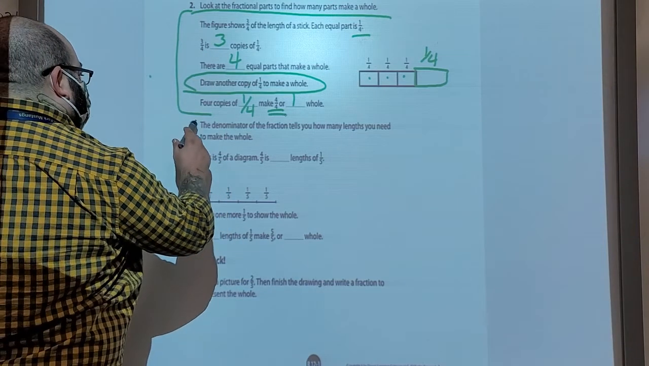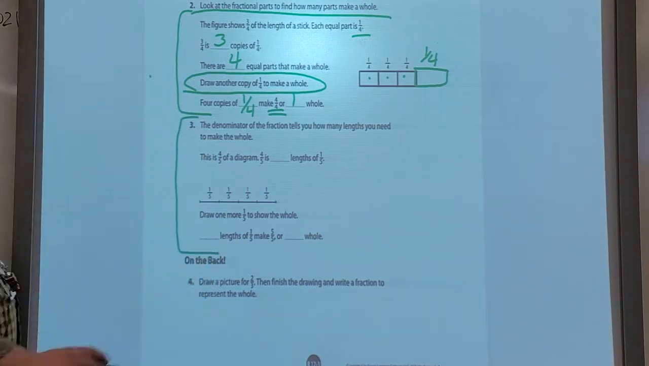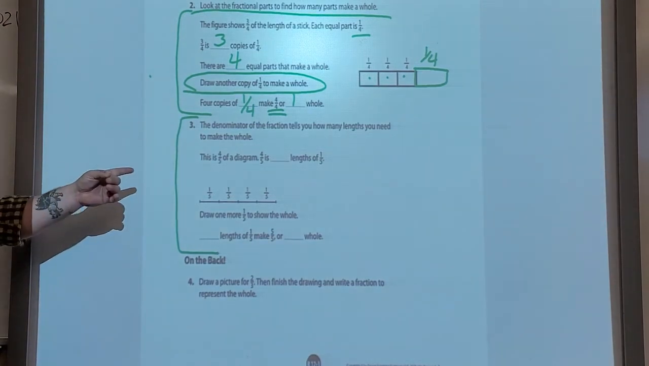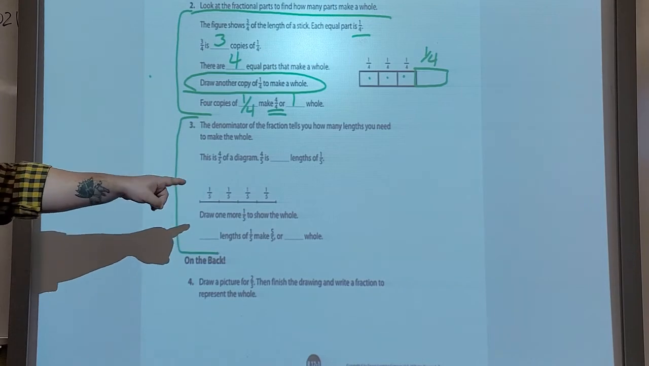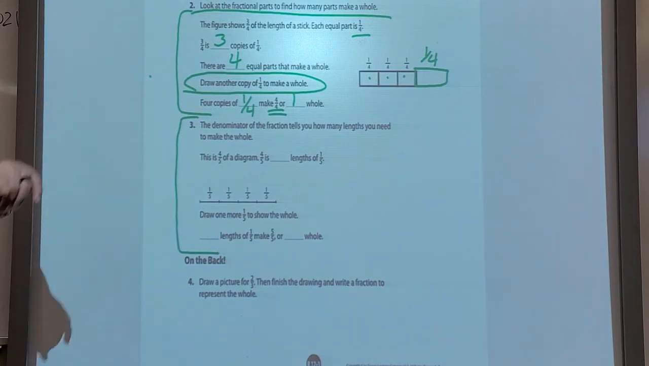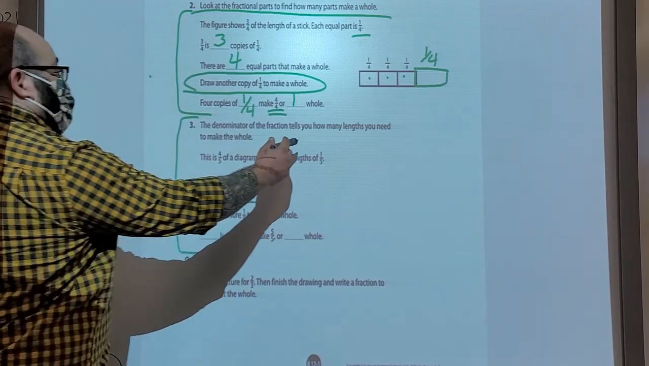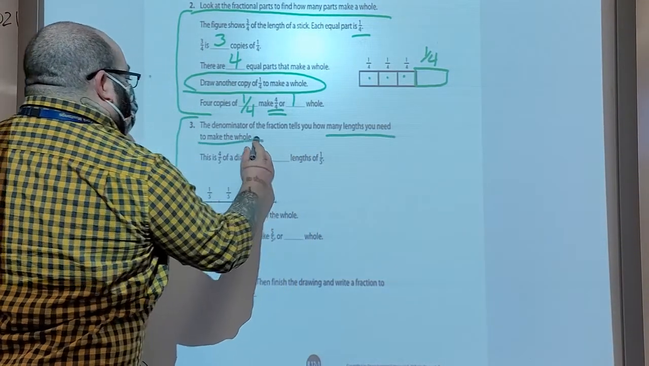Now what about this one? It's the same thing. That's the whole problem. So you need to look at the whole problem. Make sure you're reading the whole problem. Look at the whole thing. It says, the denominator of the fraction tells you how many lengths you need to make a whole. Now this goes back to what Seller said. He said the parts in a region are the parts of a line. In this case, we're looking at the lengths of a line, but it's the same thing as looking at the parts of a shape or a region, right? So this is how many lengths you need to make the whole.